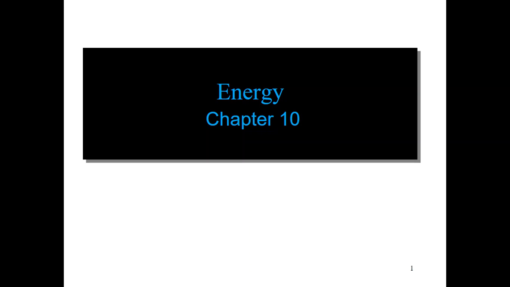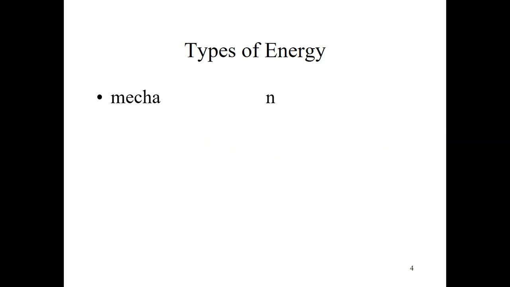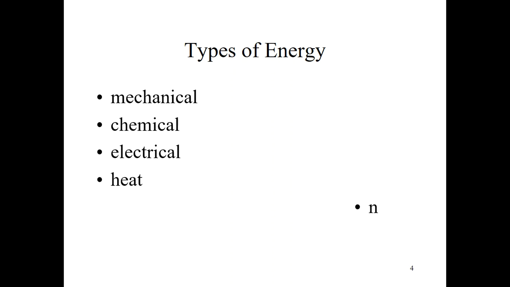But first, of course, we have to define what we mean by the term energy. And energy, by definition, is simply the capacity to do work. Now, whenever we're talking about work, we're talking about the ability to move an object a certain distance. That's basically what work is, right? So any object or anything that has a capacity to do that is said to have energy.